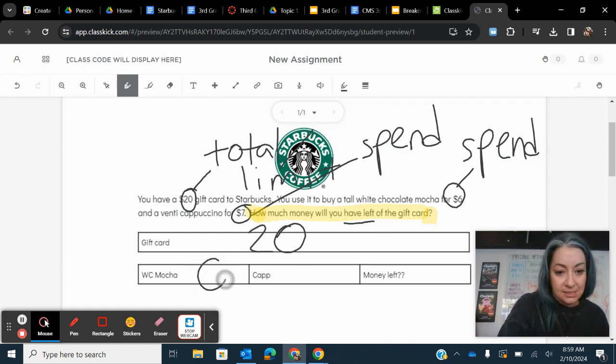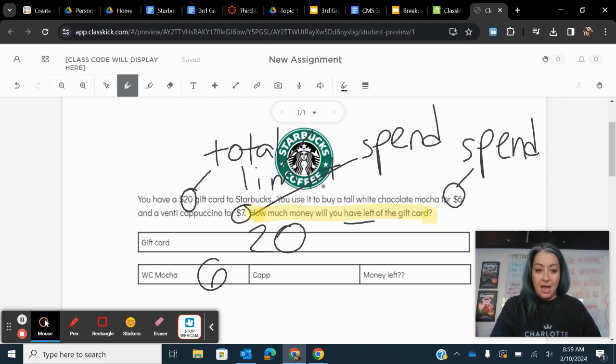That's going to be $6. That's the money I'm spending. And I'm also getting a venti cappuccino for $7. And I might hopefully have some money left. Hopefully I'm not going over my gift card.